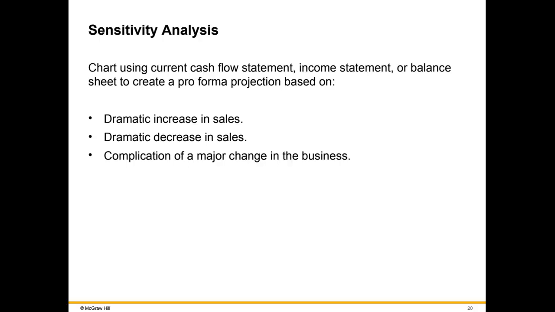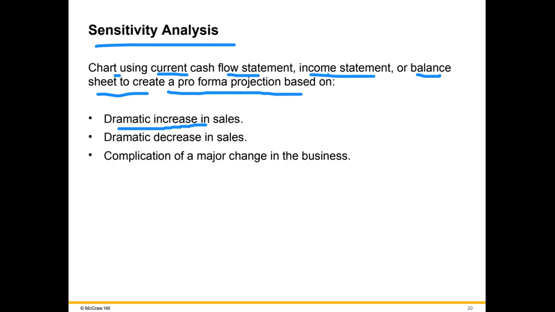Let's look at the sensitivity analysis. It's basically a chart using current cash flow statement, income statement, or balance sheets to create pro forma projections based on some dramatic increase in the sales. Okay, any incident, like there was a weather change and there was snow, or, God forbid, there was a war, or some financial crisis happened, so they can increase or decrease sales.